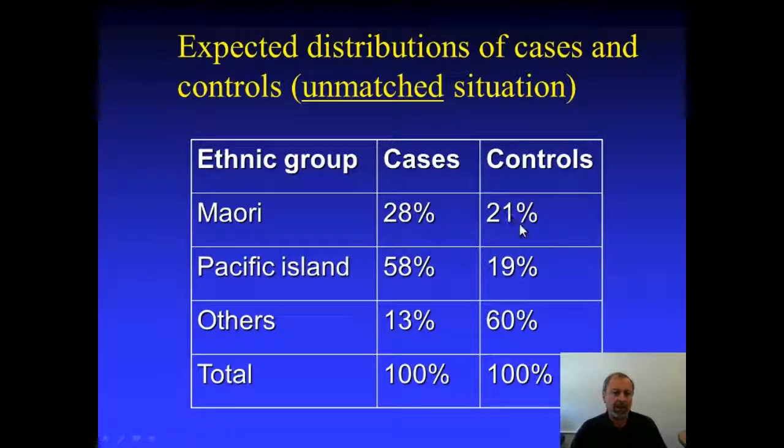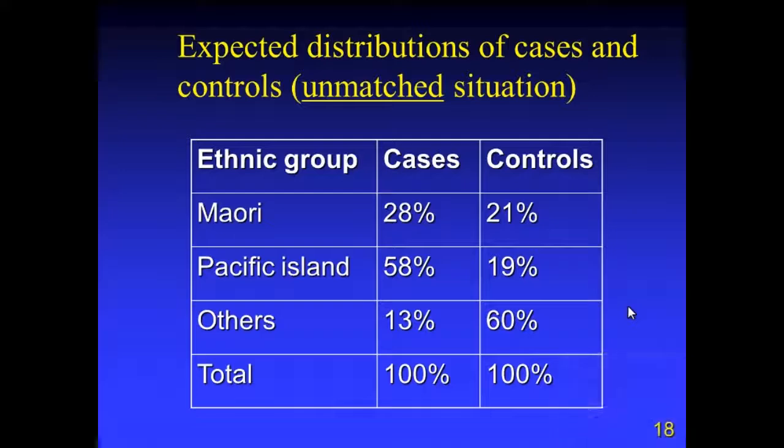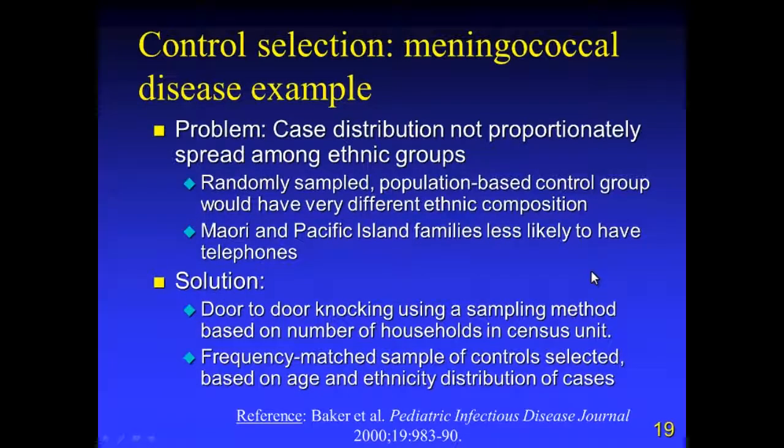Only a small proportion of the controls would be Maori or Pacific Island, but the great majority of the cases would come from those groups. And we would get most of our controls, if we just sampled randomly, from the others group, but only 13% of the cases. So this would have led to a very inefficient study. So it was appropriate in this instance to match the controls to cases in terms of ethnicity. So that was the problem of the potentially unmatched case and control groups.